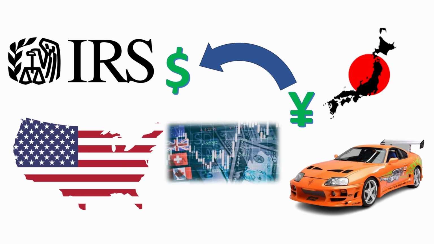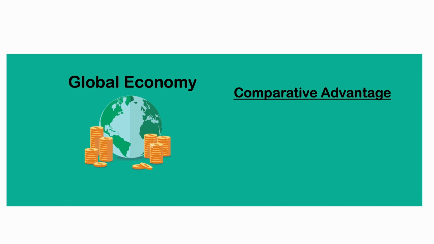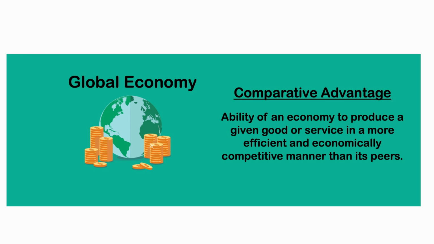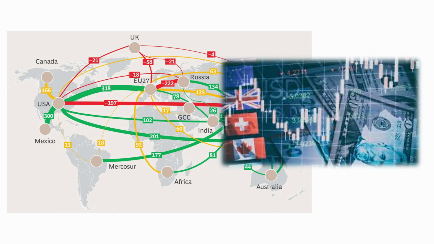But this is just one example. For a global economy to run, you need countries to have comparative advantages over each other, which refers to the ability of an economy to produce a given good or service in a more efficient and economical competitive manner than its peers. This leads to global trade, which leads to a huge amount of money needing to be exchanged to complete these trades. Again, this requires a highly liquid currency exchange market to exist.